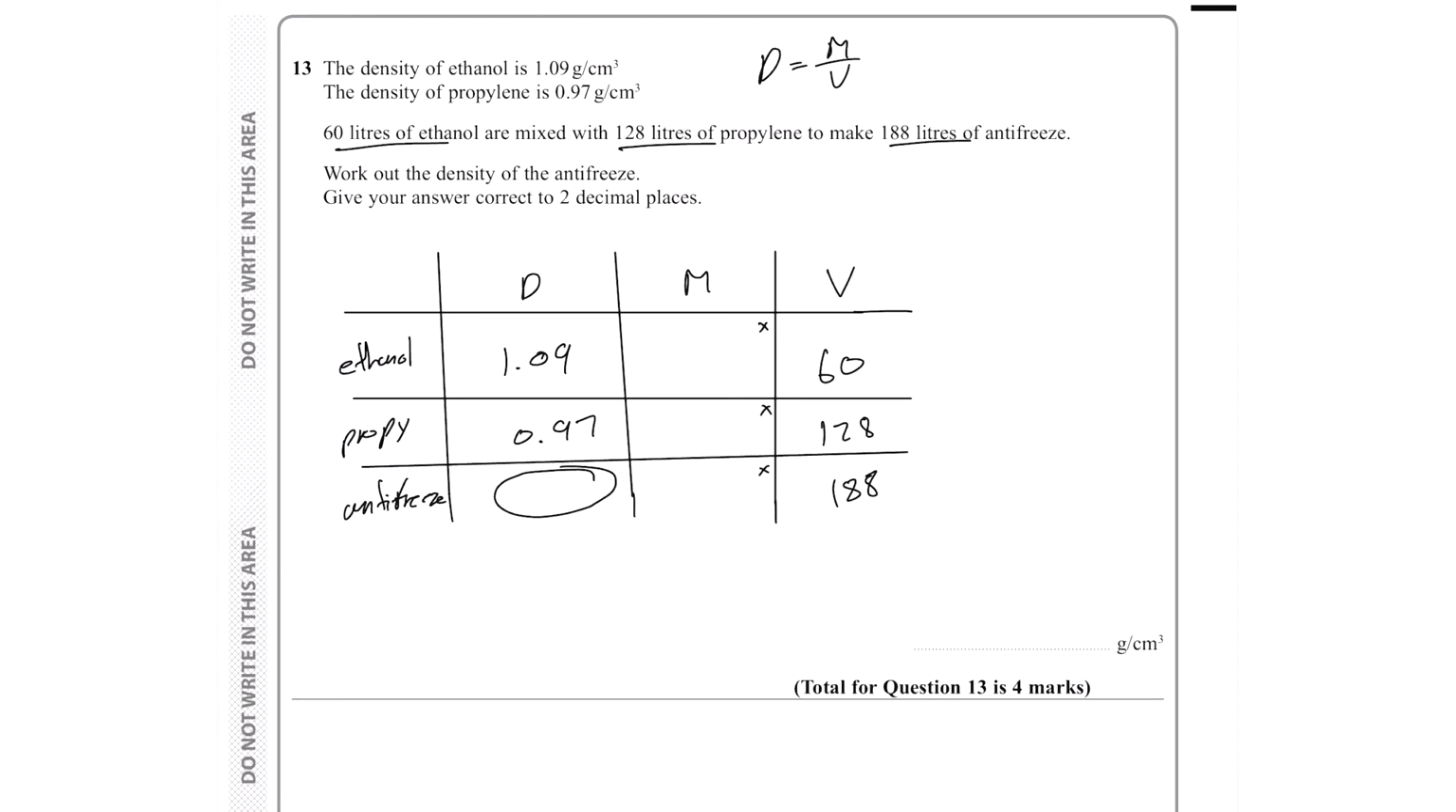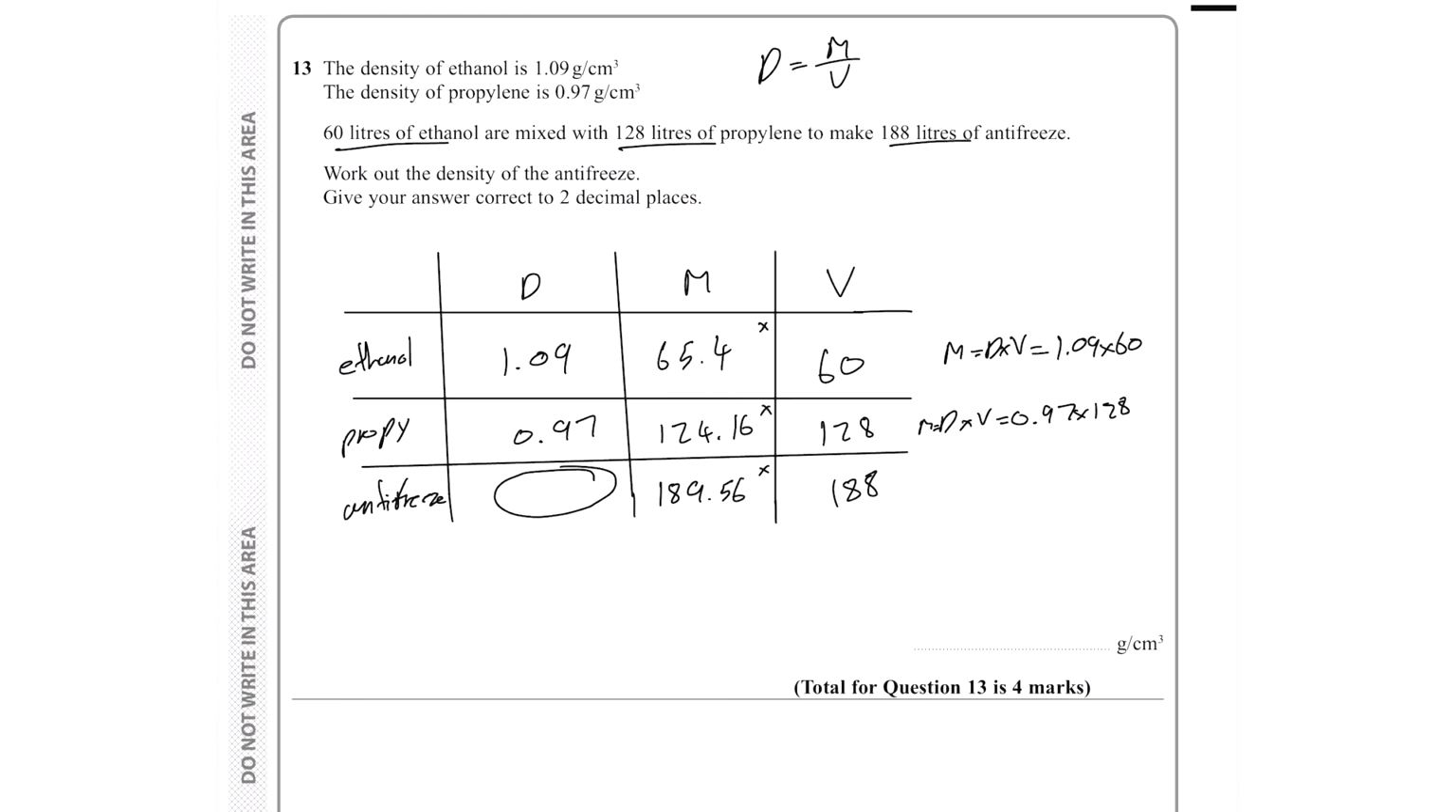So the mass is density times volume. That here is going to be 1.09 times 60, and if you type that in your calculator, you would get 65.4. And same here, mass is equal to density times volume, so that's 0.97 times 128, and that gives you 124.16. To work out the total mass, we can add these two together. So remember, we can add the masses and we can add the volumes, but we cannot add the densities.